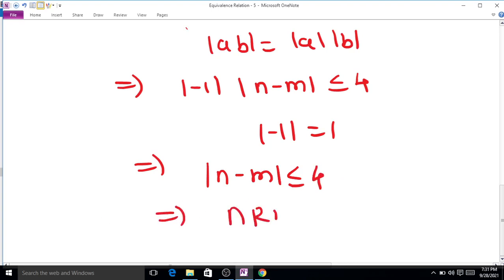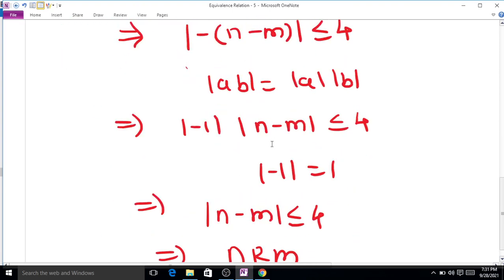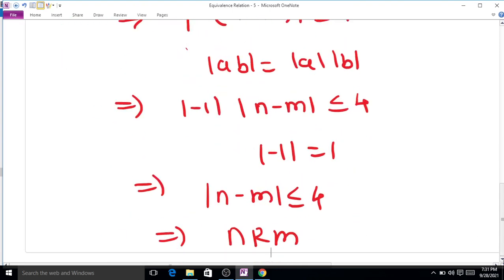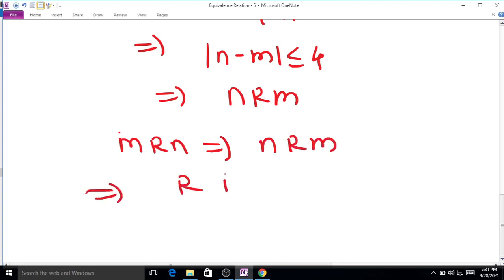And this implies n is related to m. Therefore, if m is related to n, this implies n is also related to m, and therefore R is a symmetric relation.